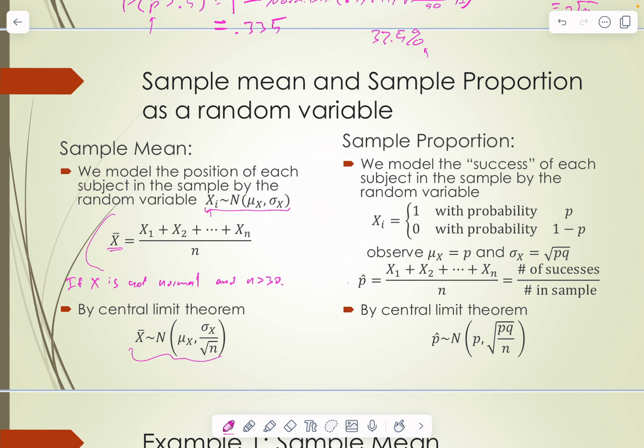For sample proportion, we modeled the success of each subject in the sample by the random variable x, and then there's this Bernoulli random variable. We observed that the mean of x was p, and the standard deviation was the square root of p times q. The sample proportion, which is p hat, was equal to the sum of these Bernoulli random variables over n, which was the number in the sample. This was a mean, and so you can use the central limit theorem to say something about this mean. The mean is going to be normally distributed with the same mean as the population mean, and the standard deviation divided by the square root of n. And we can use this, because it's normally distributed, in conjunction with Excel to find probabilities about the sample mean.